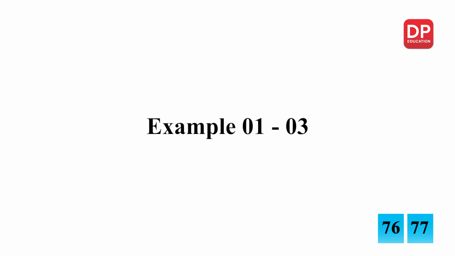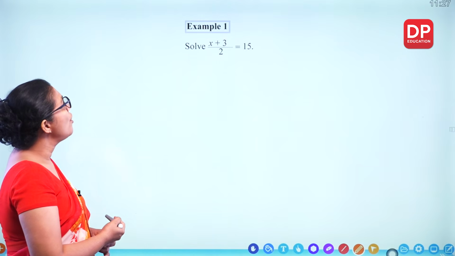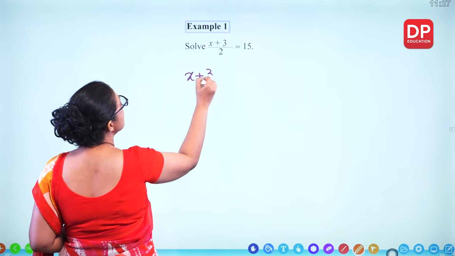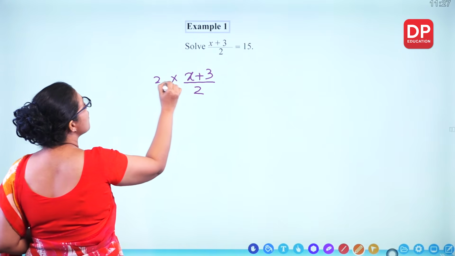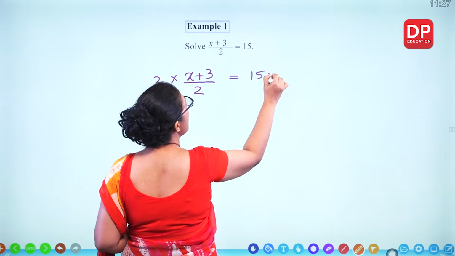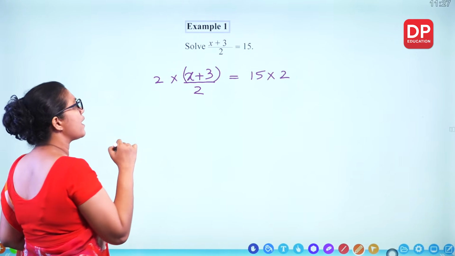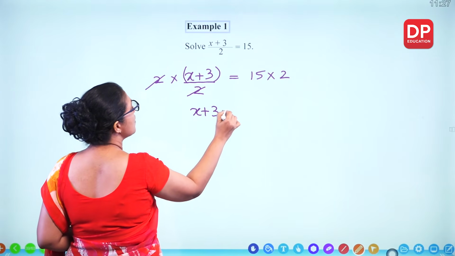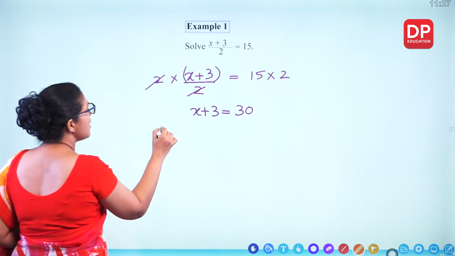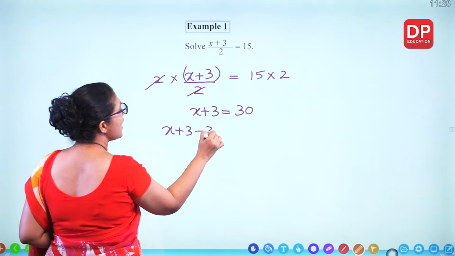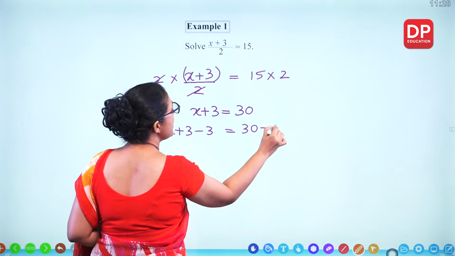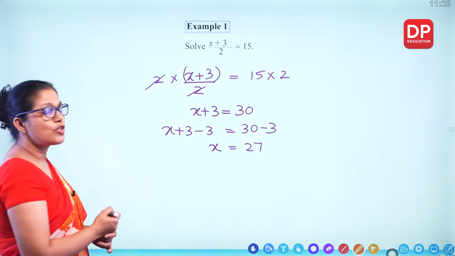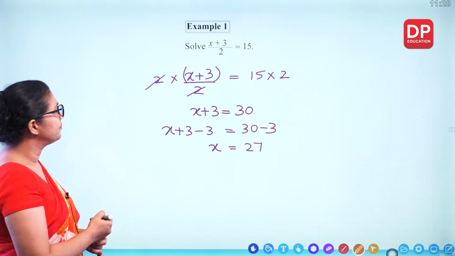Example number 1. Now you get fractions. What you do? You find out the lowest common multiple. So in this one, 2 is there. So to get rid of that, you multiply both sides by 2. Make sure that you put brackets there. 2 gets cancelled out. You get x plus 3 equals 30. Now subtract 3 from both sides. 30 minus 3, you get 27. So x is equal to 27.